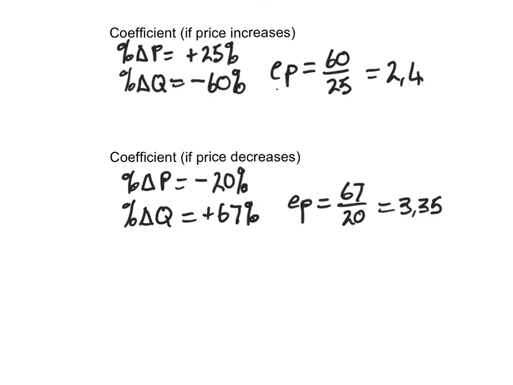Note the elasticity coefficient. If we have an elasticity coefficient of 3,35, then that tells us that for every 1% change in the price, the quantity demanded will change by 3,35. Don't make the mistake of putting a percentage sign after your calculation.